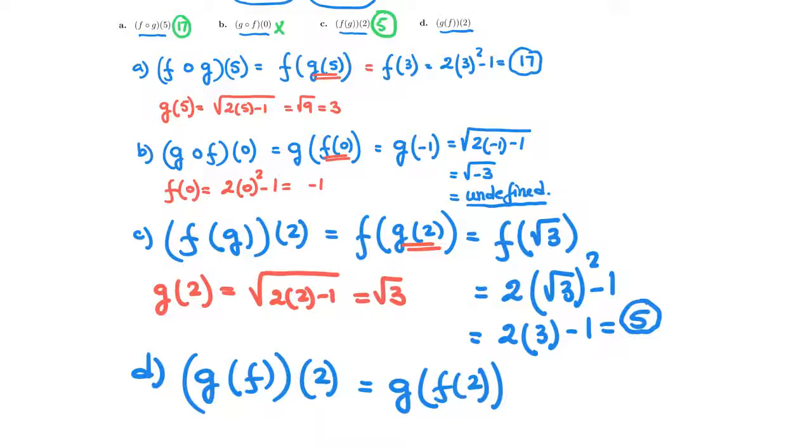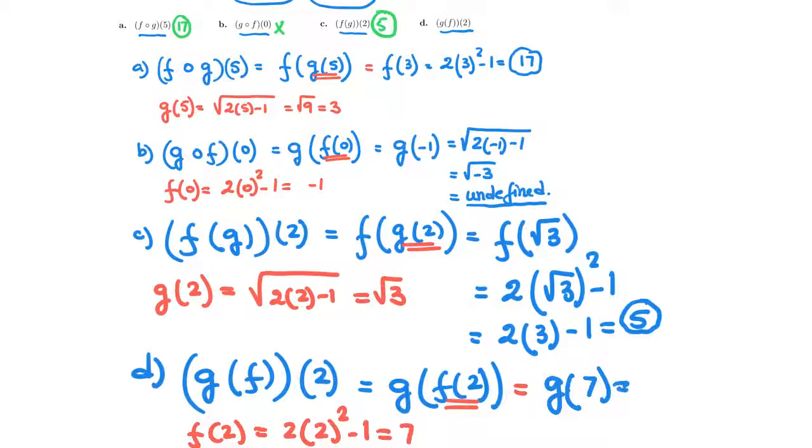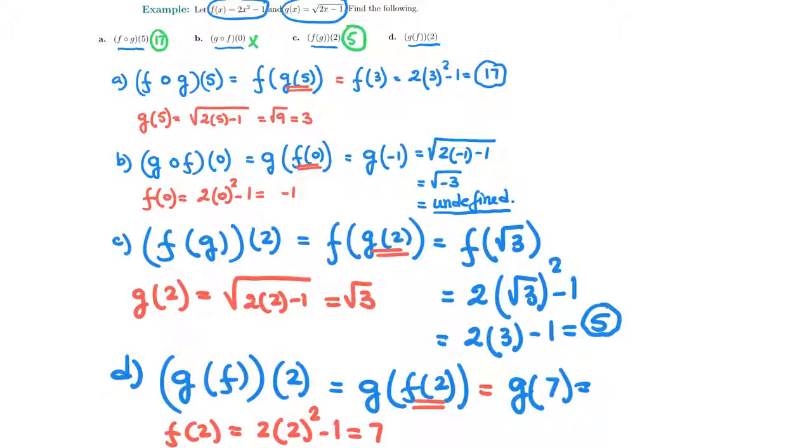So I need to find this f of 2. F of 2 is 2 times 2 squared minus 1. So 2 squared is 4 times 2, 8 minus 1 is 7. So basically, this will be g of 7. So it will be the square root of 2 times 7 minus 1, which is the square root of 13, and that will be the final answer, square root of 13.